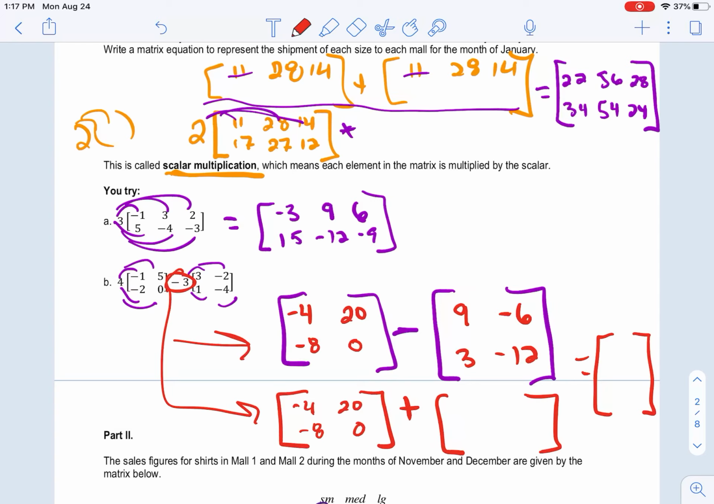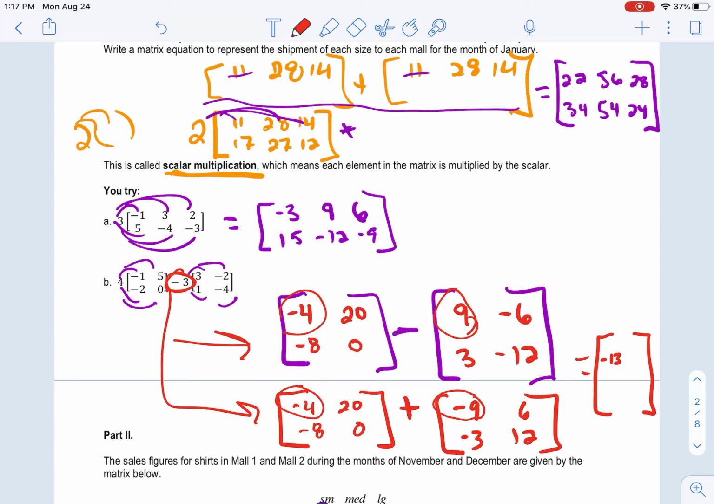Okay, you're back. So if I distribute in that negative 3, I'm going to have negative 9. I'm going to have a positive 6. I'm going to have negative 3. And I'm going to have positive 12. Okay, now whether we do the purple or the red, when I take this first piece and this first piece, or if I take this first piece and this first piece, when I subtract those, negative 4 minus 9, or negative 4 plus negative 9, either way I get negative 13.